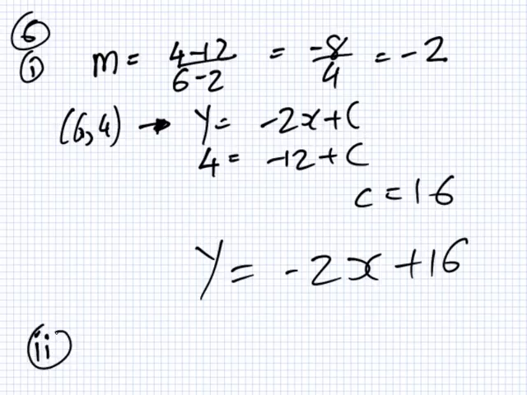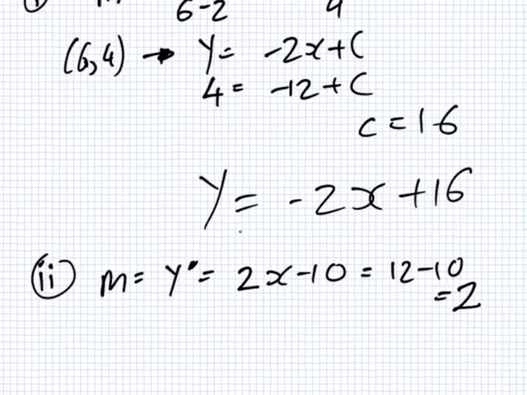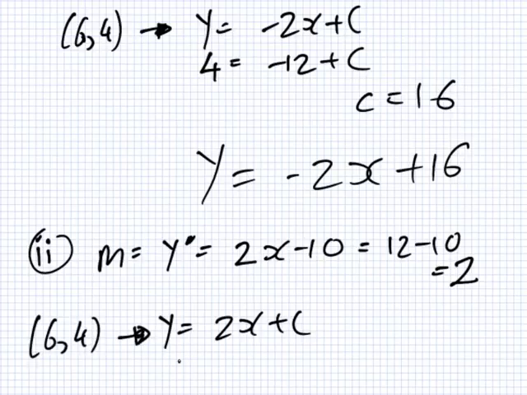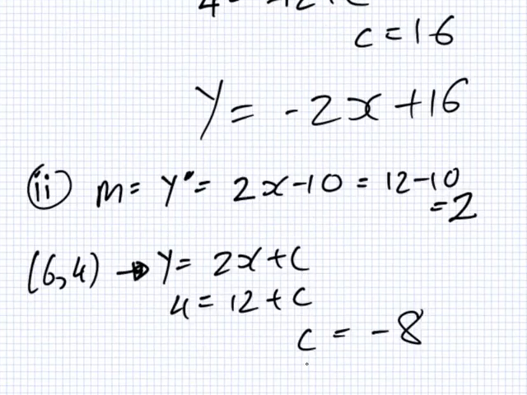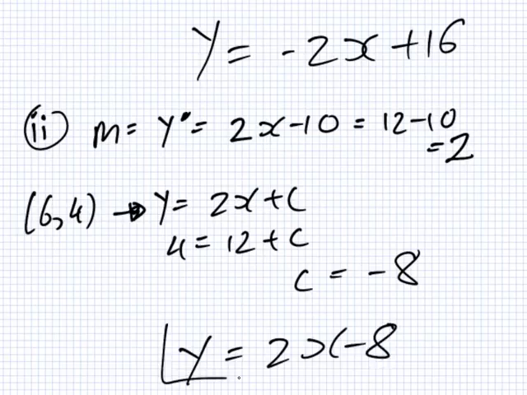Okay, find the tangent at B. So how do I get the slope? Yeah, so the slope is the derivative, which is 2x minus 10, and the x is 6. 12 minus 10, which is 2. Y equals 2x plus c. Again, I'll use (6, 4). 4 equals 12 plus c. C equals minus 8. Y equals 2x minus 8. That's the next one done.